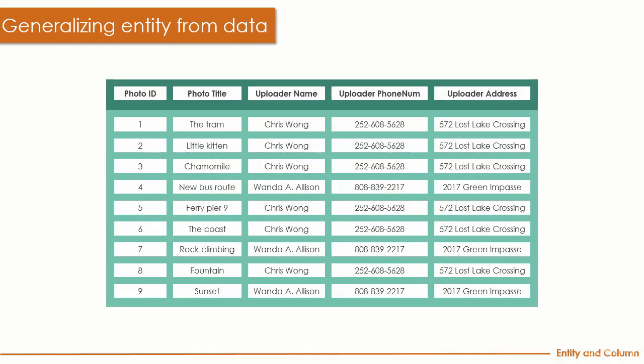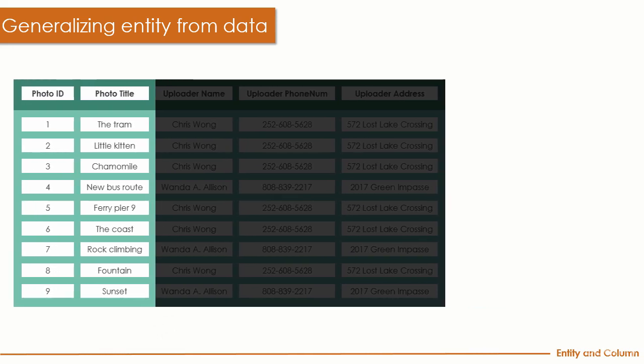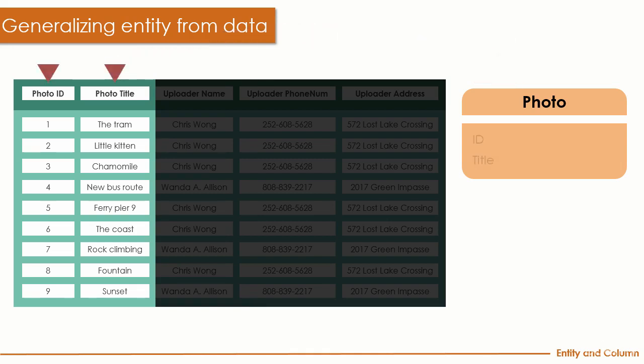We can take a look at this example. We have a lot of photo data: the photo ID, the title, the uploader name, phone number, uploader address, etc. We have live records here. We focus on the first two columns, which are the photo details. It's the title you will give to each photo. And you can see we have a photo entity defined to store this data. These two columns of data will become two columns of the photo entity.